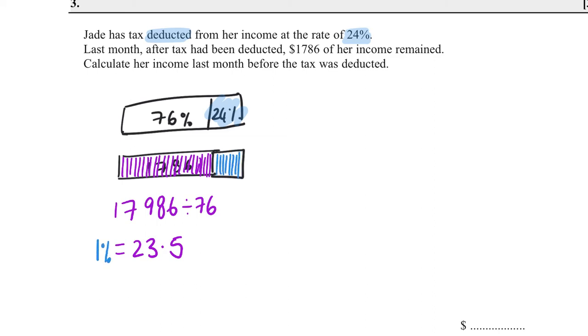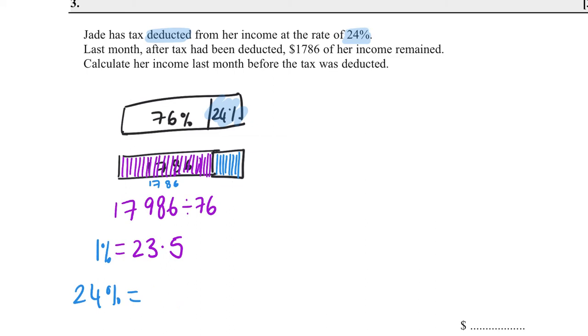Yeah, so if we know 1% is 23.5, I'm going to need to multiply it by 24 to find 24%. Which is 94. So this we know is now 94. And then we know this is 1786. That can't be 94. Oh my God. 564. Yeah, this is 564.